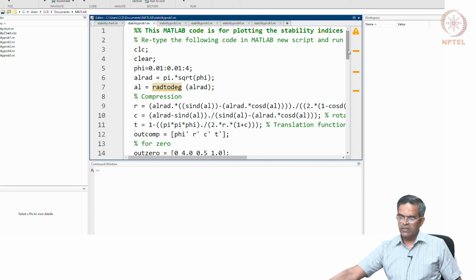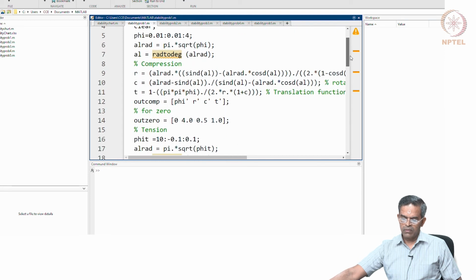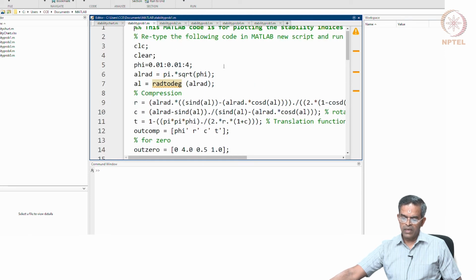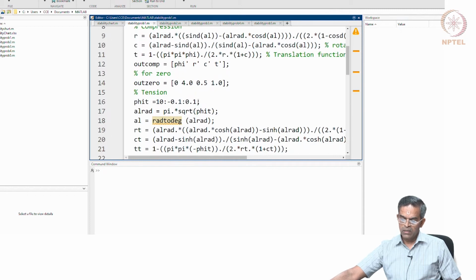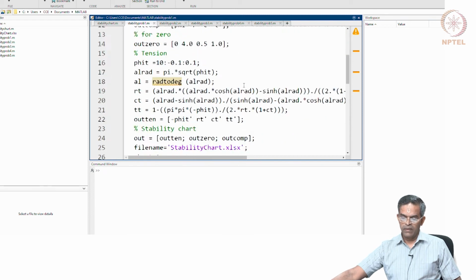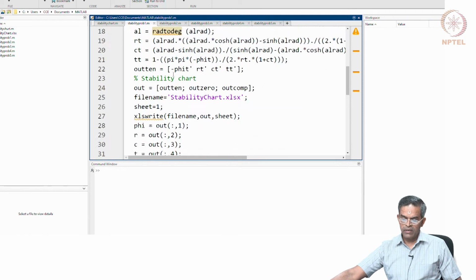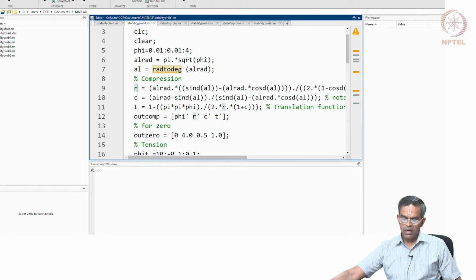So, friends, what you see on the screen is the Matlab program. This is a program written for compression. You can say from 0.01 to 4, we saw the value just now on the table, and for tension it plots up to 10, tension is minus, and then for 0 also we have plotted. So, the program gives you the stability functions R, C and T.